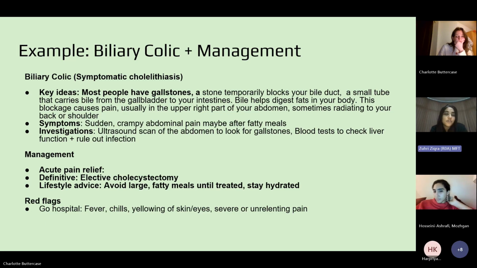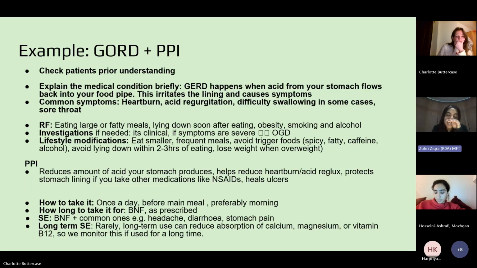Next one was explaining GORD and a PPI, wasn't it? So I think the main thing here was the patient had chest pain. So I did a bit of probing on like, oh, I'm a bit worried about chest pain, about heart. Why do you think it's this? But if they're making it difficult, just try and say that we've ruled out heart. It's most likely this is what we've been told. But a good explanation is key.